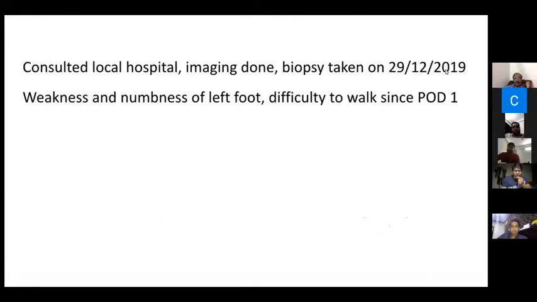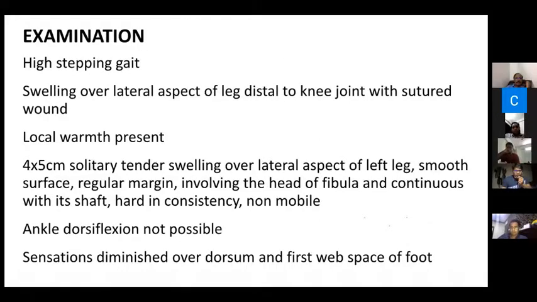So he consulted a local hospital where imaging was done and a biopsy was taken in December 2019, and he had weakness and numbness of the left foot with difficulty in walking since day 1 of surgery. On examination, the patient had a high stepping gait. The swelling over the lateral aspect of the left leg distal to the knee joint had a sutured wound, with local warmth and a 4x5 centimeter solitary tender swelling. It had smooth surfaces and regular margins, involving the head of the fibula and continuous with the shaft. It was hard in consistency and non-mobile. Ankle dorsiflexion was not possible. Sensation was diminished over the dorsum and first surface of the foot.